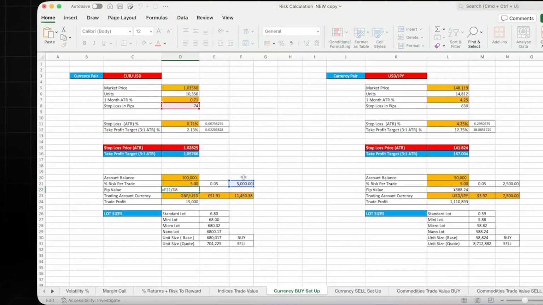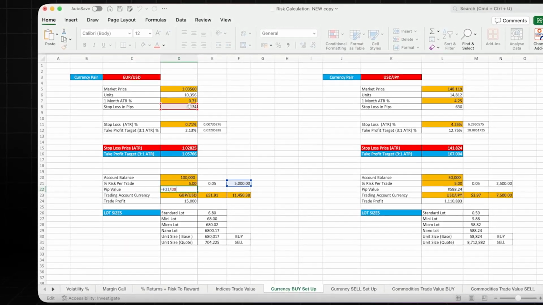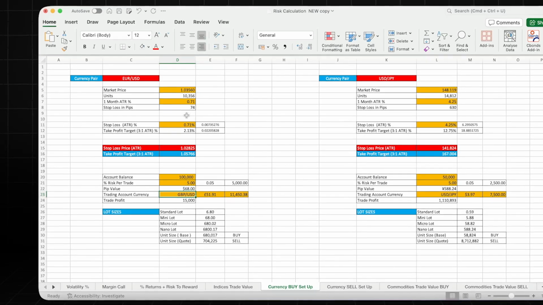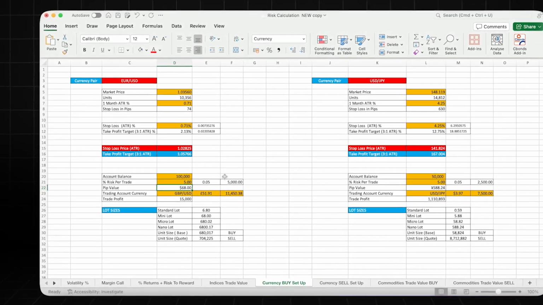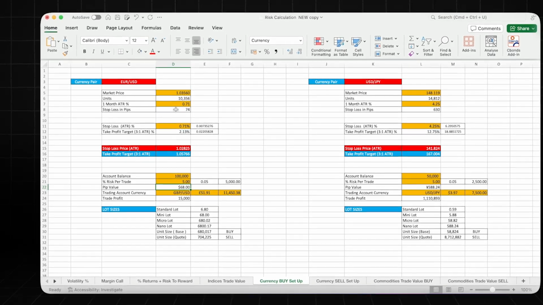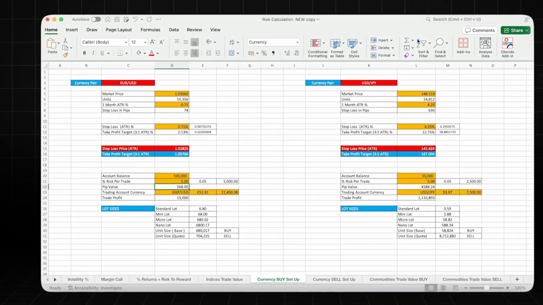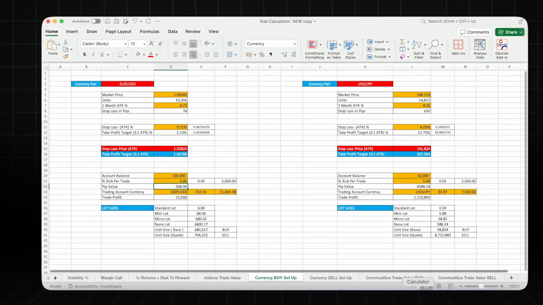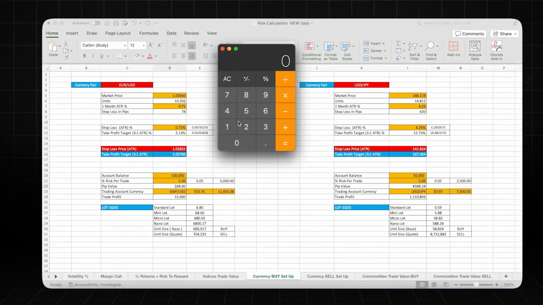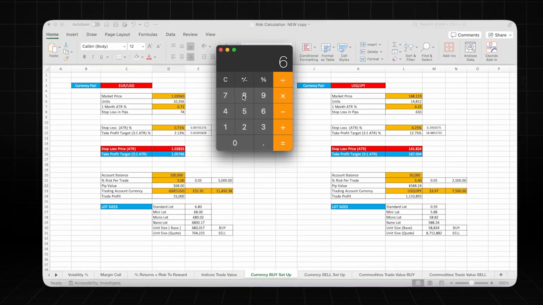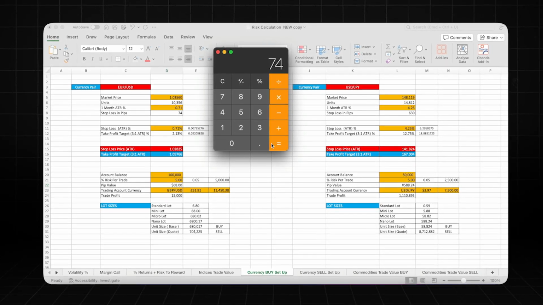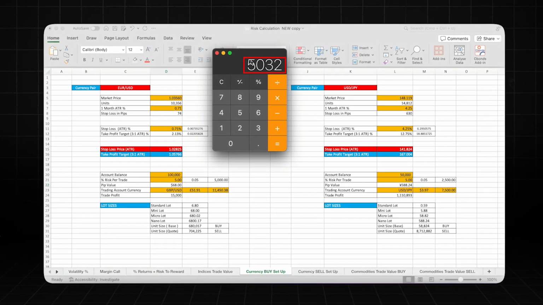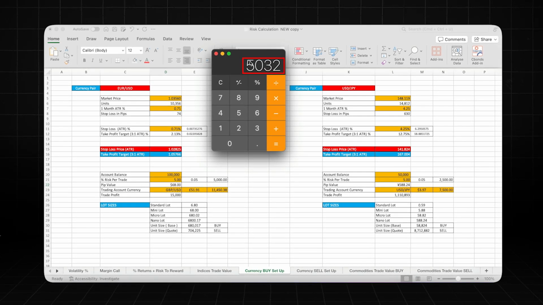Because you have to divide 5,000 by the stop loss of 74, which means if I have a trade on with $68 per pip and the market goes against me by 74 pips, I'm only going to lose 5,000, okay? And we can look at the calculation really easy here. If I have $68 a pip and I times that by 74 pips and it hits my stop loss, bingo, I'm only going to lose 5K, guaranteed, okay?